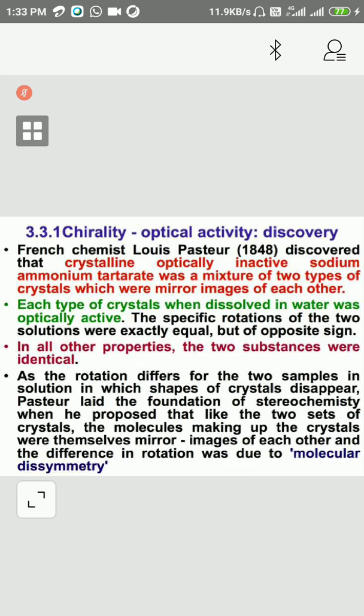As the rotation differed between the two samples in solution, in which the shapes of the crystals disappear, Pasteur laid the foundation of stereochemistry when he proposed that, like the two sets of crystals, the molecules making up a crystal were themselves mirror images of each other, and the difference in rotation was due to molecular dissymmetry.